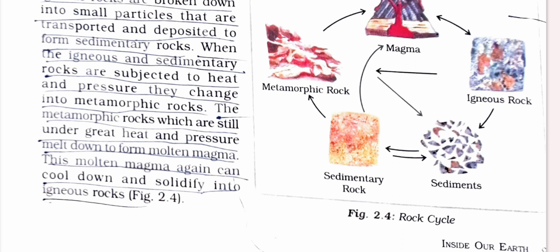So where will it go? It goes to the interior of the earth. Magma is present in the interior of the Earth. That's why when the metamorphic rock is very heated and very pressurized, it becomes magma and goes to the interior of the Earth. So it is a cycle. Can you understand that cycle?